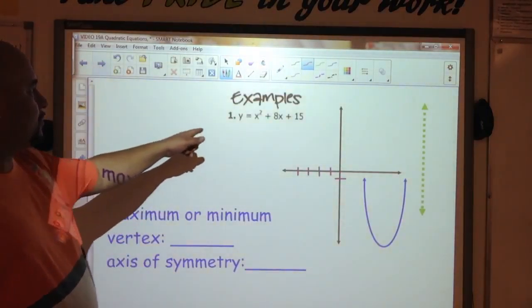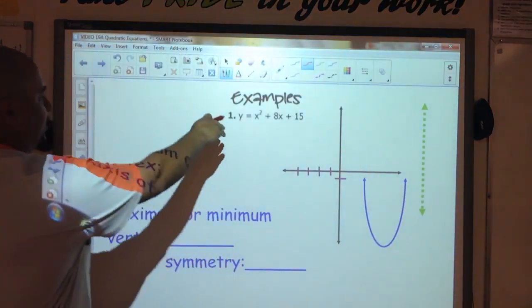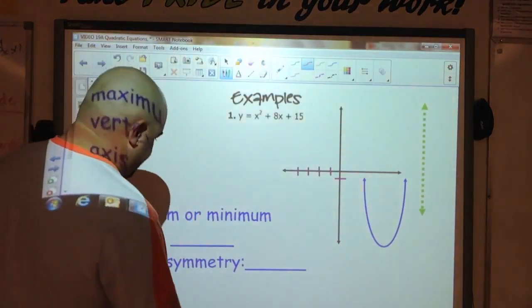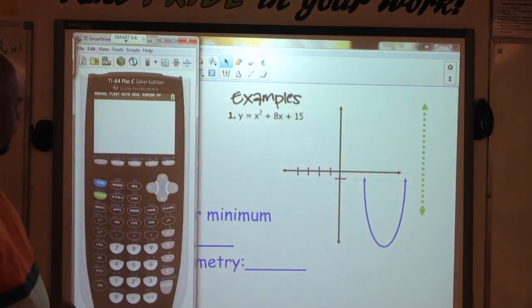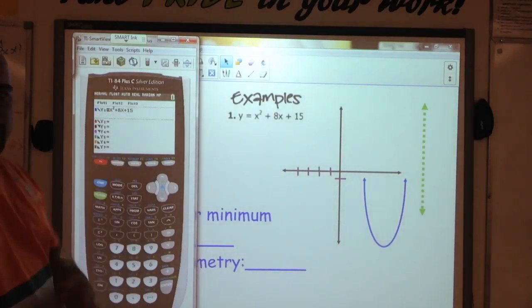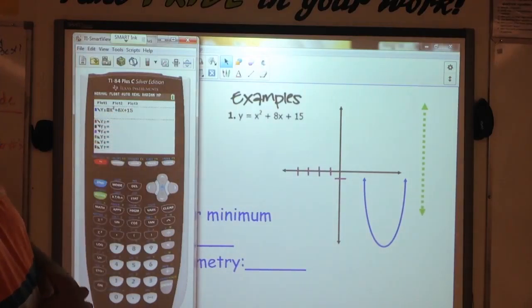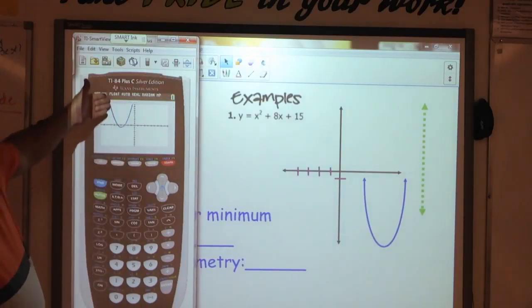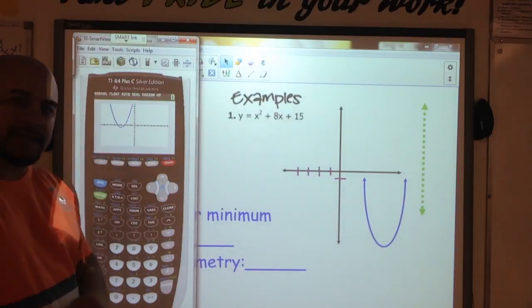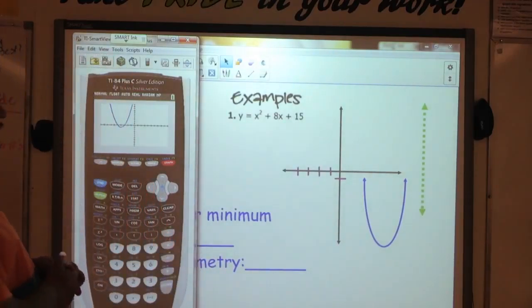An example. So here you got the first example, which is the bottom problem of your packet. It says y equals x squared plus 8x plus 15. So if you go in your calculator, turn your calculator on, go to y equals, and type in your quadratic equation. And I hope you can see mine. It's x squared plus 8x plus 15. And then you're going to hit graph. Notice there's my parabola. So looking at the parabola, do we have a maximum or a minimum? In this case, we have a minimum.